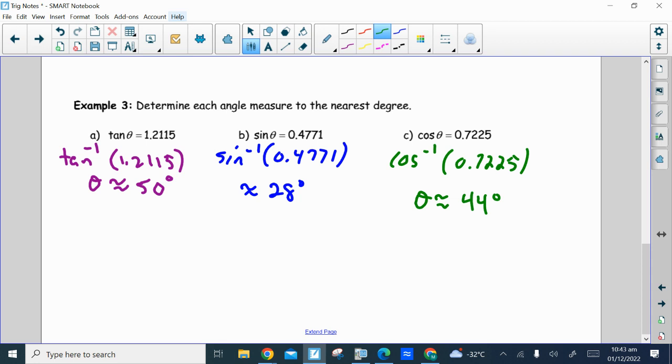So this is one of the steps we're going to do when we're finding a missing angle in a right triangle. We're going to do something very similar to what we just did to find a missing angle in a triangle.